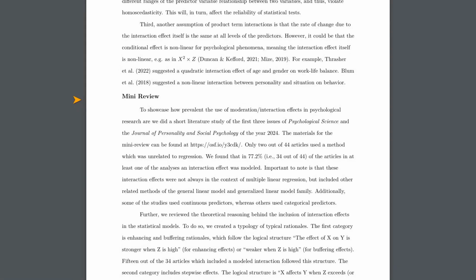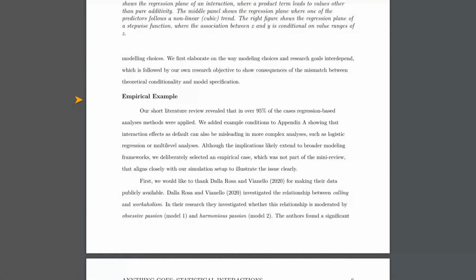Let's look at a real example they analyzed from another study. This study looked at how calling, that feeling of purpose at work, affected workaholism, and how that relationship might be changed by obsessive passion. The original study found a significant interaction, but when the researchers here reanalyzed the data, they found that other ways of modeling non-linear effects actually explained the data better than the simple interaction model. Even more interesting, when they used a sophisticated method called MARS that can detect stepwise effects, it found a specific threshold for obsessive passion that impacted workaholism. This suggests that the original interaction might have actually been a stepwise effect that the standard product term approach missed or misrepresented.